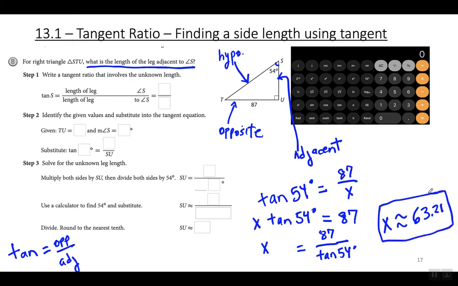All right, so in my calculator, I would enter 87 divided by 54 tan. When I say tan, that means hit this button right here. Equals. 87 divided by 54 tan equals. And your answer, when you round it to the nearest hundredth, is approximately 63.21.